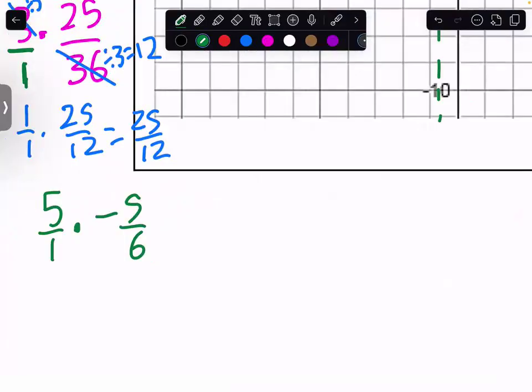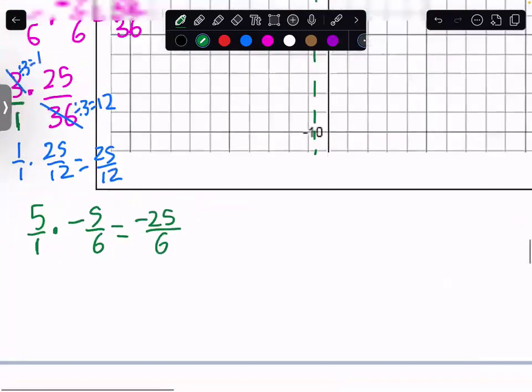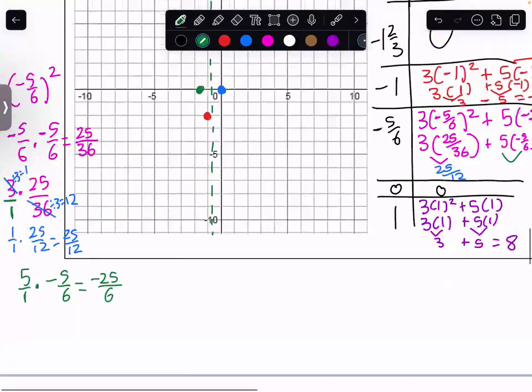Okay, again, I turned 5 to 5 over 1 just so everything's a fraction. This time we can't reduce, right? 5 and 6 don't have anything in common. -5 and 1 don't have anything in common. So 5 times -5 is -25. 1 times 6 is 6. So -25 over 6.